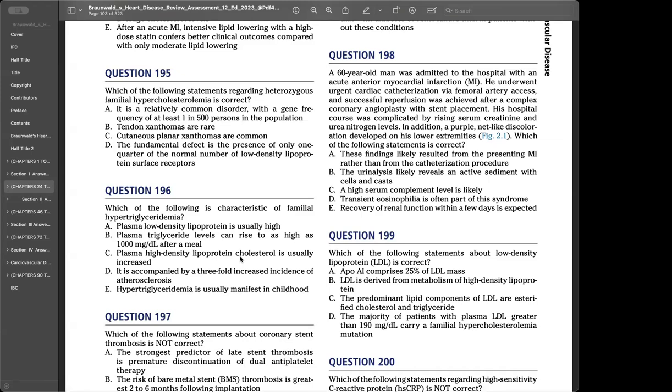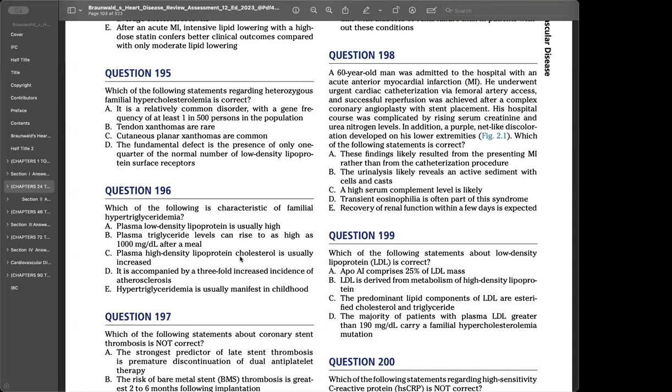Familial hypercholesterolemia, the heterozygous form, is commoner in the population when compared to the homozygous form. The heterozygous form is found in 1 in 500 persons, when compared to the homozygous form, which is found in 1 in 1 million persons in the population. The homozygous form is rare.